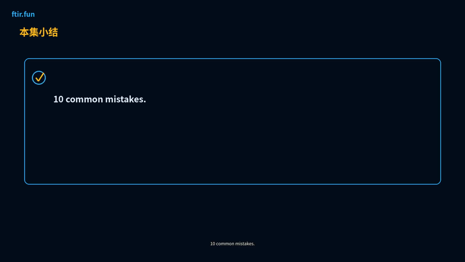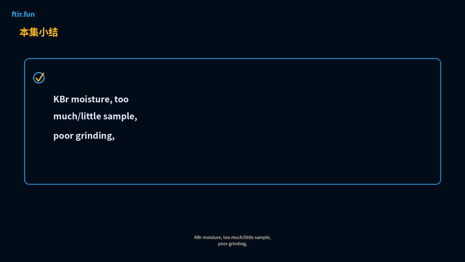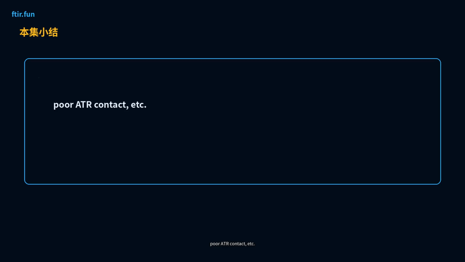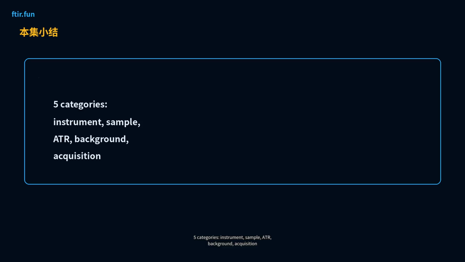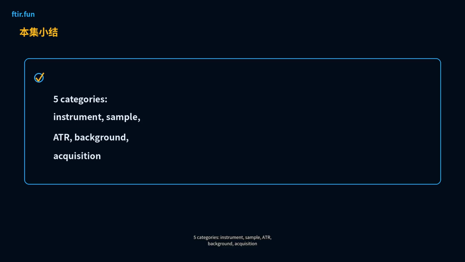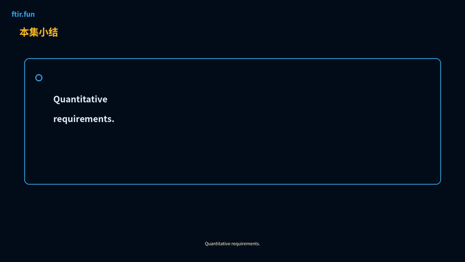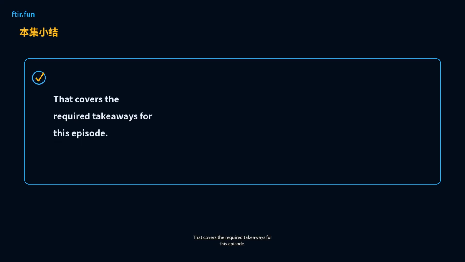Ten common mistakes: KBr moisture too much, too little sample, poor grinding, poor contact. The checklist has 5 categories: instrument, sample, background acquisition, quantitative requirements such as precise path length, and reproducible conditions with multiple replicates. That covers the required material for this episode.